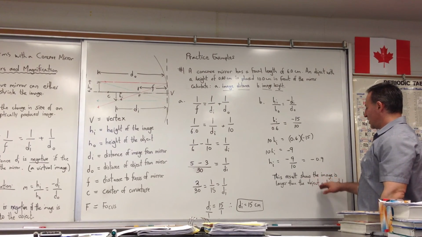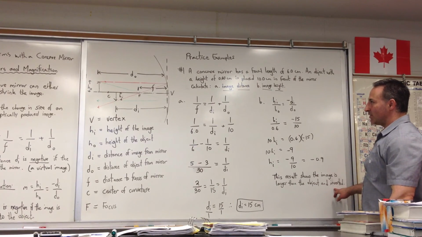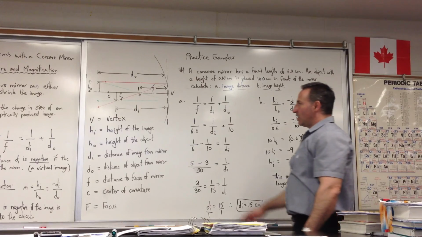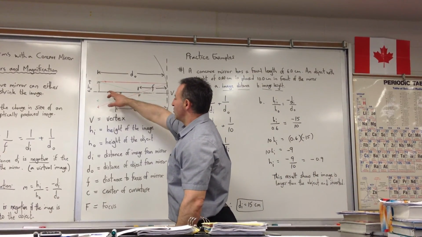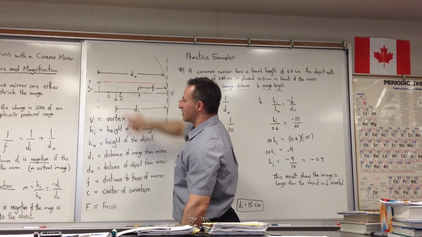So this result shows the image is larger than the object and that it is inverted. So you get a magnification of the object between the focus and the center of curvature. However, the object is going to be inverted.